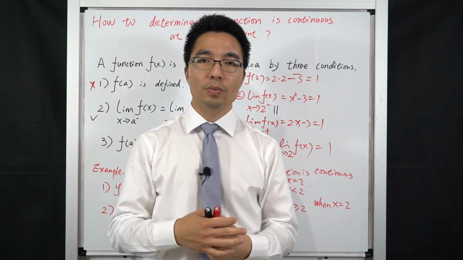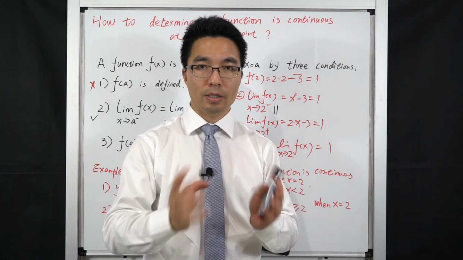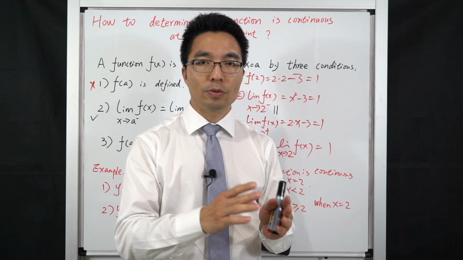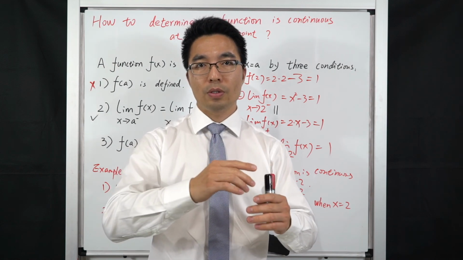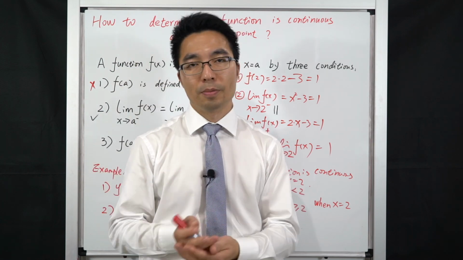So why do we have to determine whether a function is continuous or not? Because in calculus, when we're doing derivatives, we only differentiate a continuous function. We can't differentiate a discontinuous function. For example, when we're using derivatives to find the maximum or minimum of the function, we have to make sure that the function is continuous. Otherwise, we can't find the maximum or minimum.